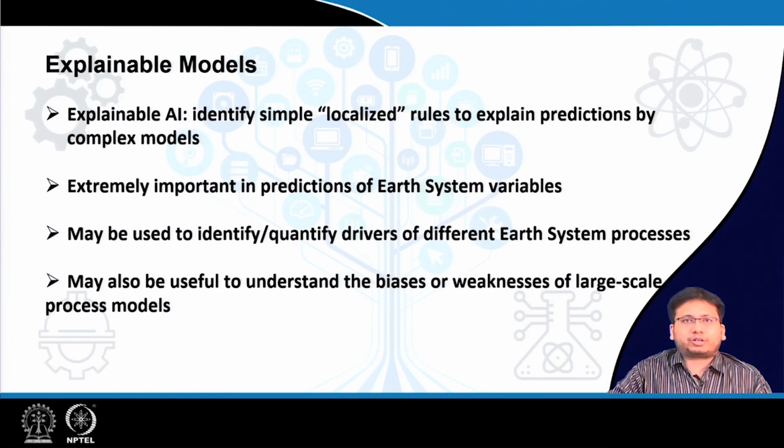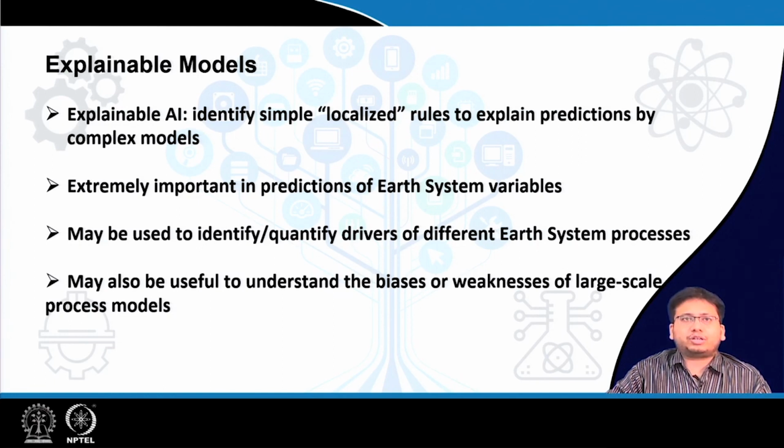And then there is of course the concept of explainable models, which we have already talked about. These are also extremely important for the predictions of Earth system variables, and in fact these explainable models, or the concepts of explainable AI, may actually be used to identify or quantify the drivers of different Earth system processes.